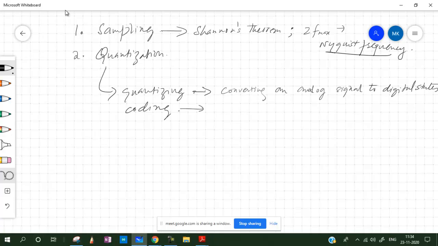Coding would refer to assigning a digital code, or you can say a code word or a number, to the digital states that we have got, or consider the output states.